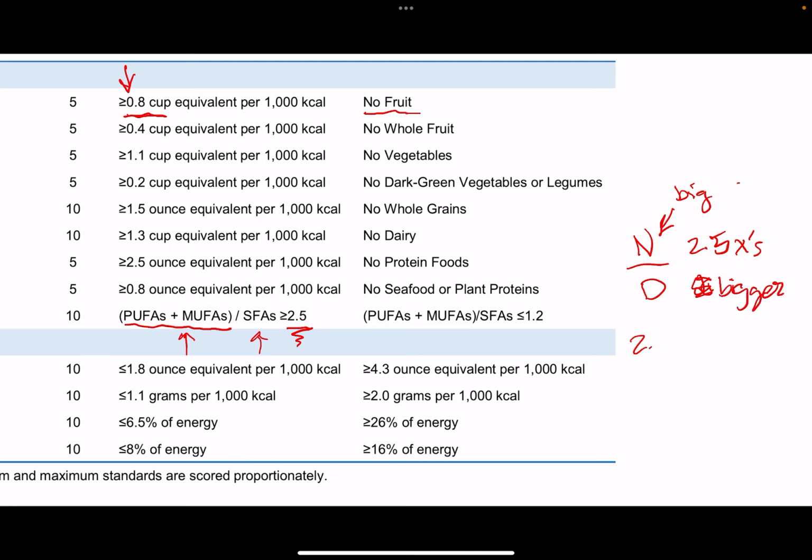So we want to eat 2.5 times more MUFAs and PUFAs than saturated fats.